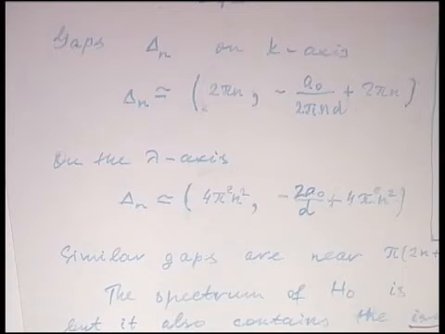Now, first of all, on the k-axis, on the axis of frequencies, our periodic problem, which depends on the single parameter A naught, has infinitely many gaps. In contrast to the usual periodic Schrödinger operator, which has only finitely many gaps in dimension 2 or more, we have here infinitely many gaps. For instance, the gap with number n has, for large n, the asymptotic 2 pi n and 2 pi n minus A naught over 2 pi n d. D is the dimension.